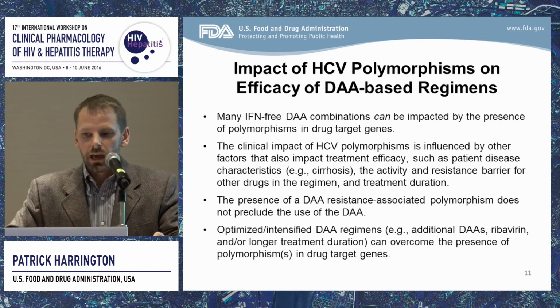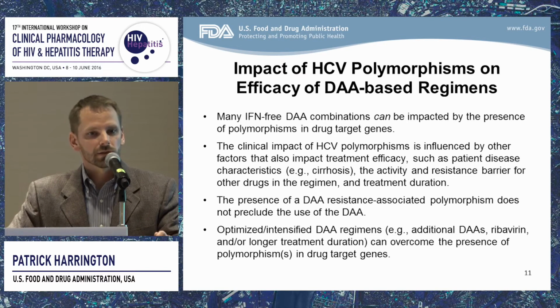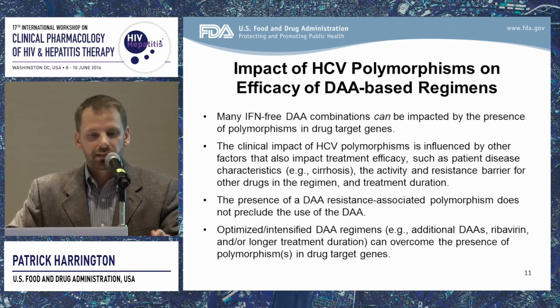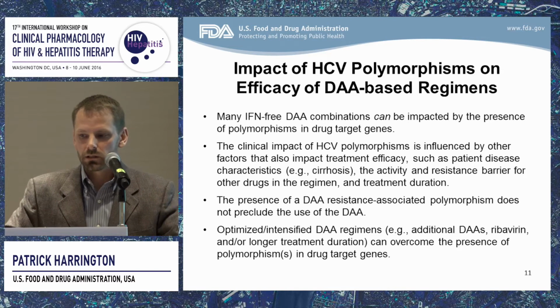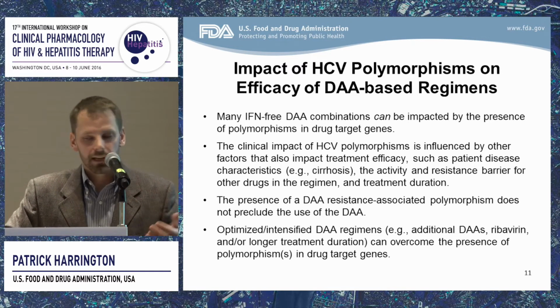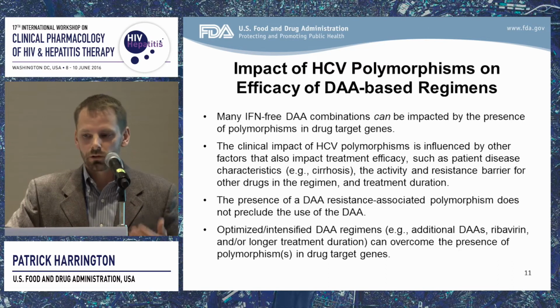treatment duration. And again, the presence of a resistance-associated polymorphism does not preclude the use of a DAA, and optimized or intensified regimens, including the addition of another DAA, the addition of ribavirin, or a longer treatment duration, can in fact overcome the presence of polymorphisms in the drug target genes. And I'll show some examples supporting these points.